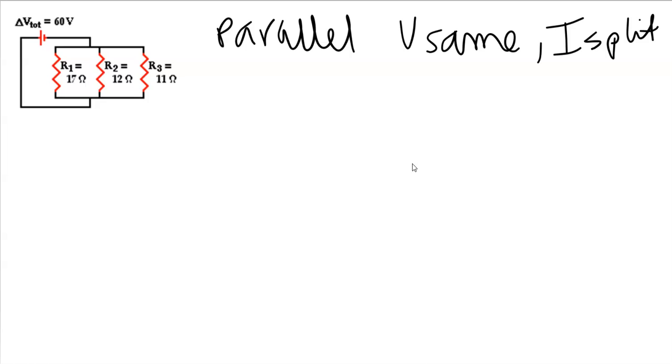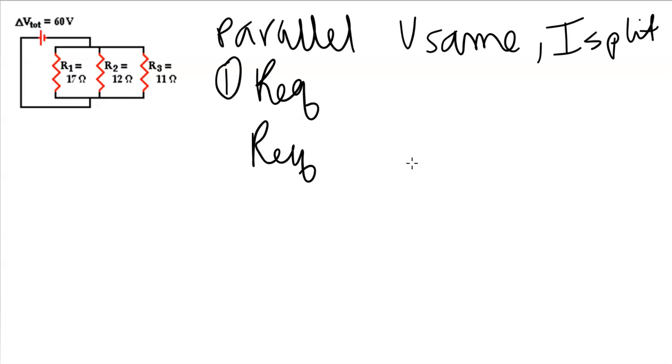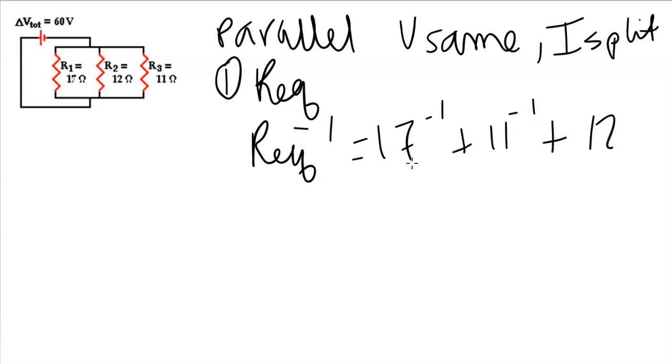Your first step is always to find the REQ, because we need to know what the total circuit resistance is. When we find REQ of a parallel circuit, we have to do the inverse way. So I'm going to do 17 inverse plus 11 inverse plus 12 inverse. It's okay that I switch those numbers since we're adding them.